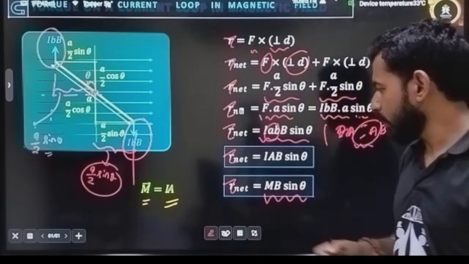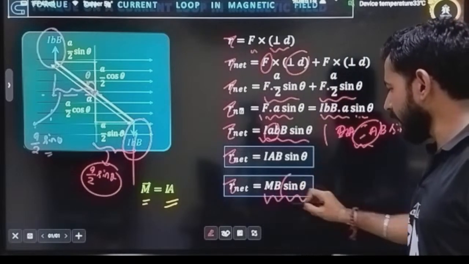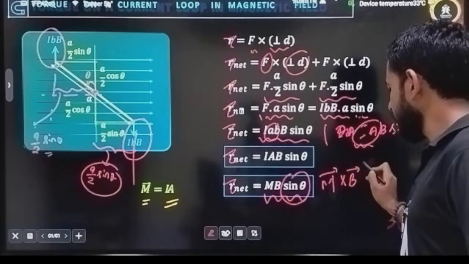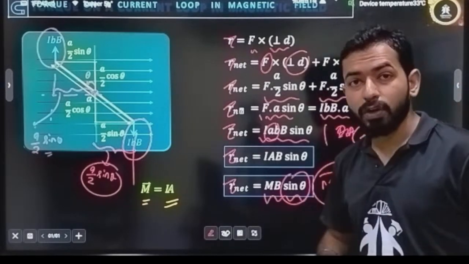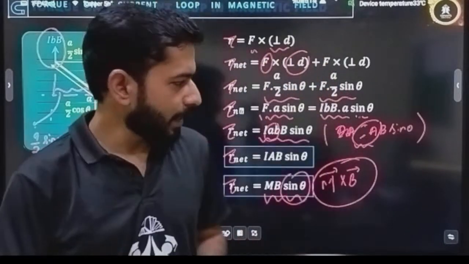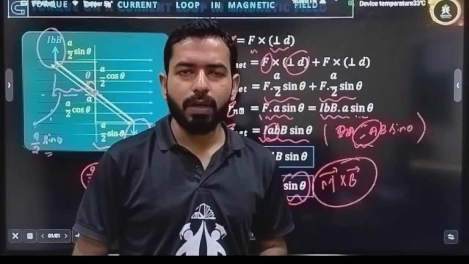That means this is the formula for torque. What is the formula for torque? M into B into sin theta. So in other words, it can also be written as M cross B. This is the formula for torque. M cross B is the formula for torque. Is it clear to you? Is it clear how you will be writing torque? Just check the angle between M and B and just do a cross product.